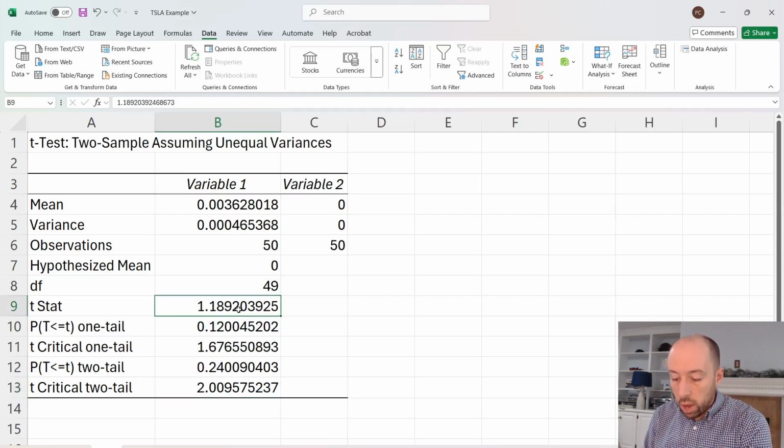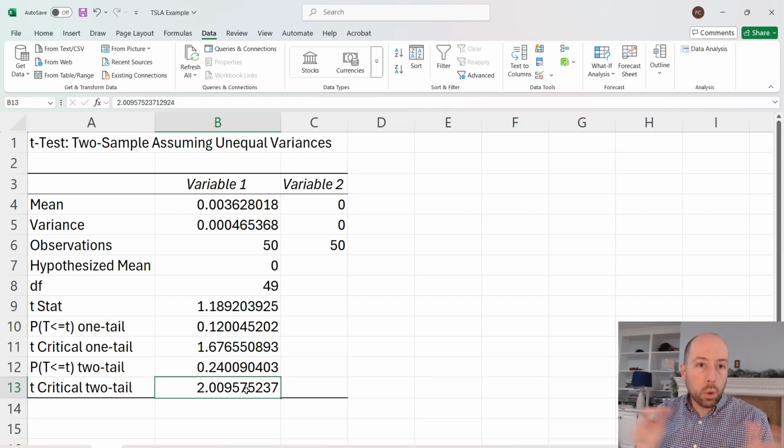Now my 1.1892 is not going to be larger than 2.009. So I am not going to reject the null hypothesis. I fail to reject the null hypothesis that this sample average is 0.